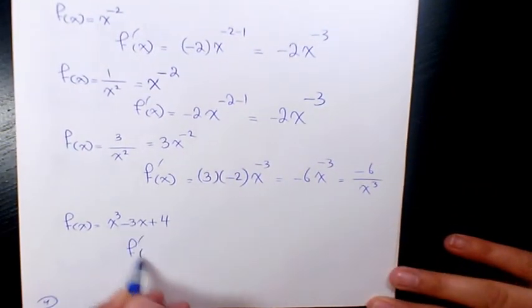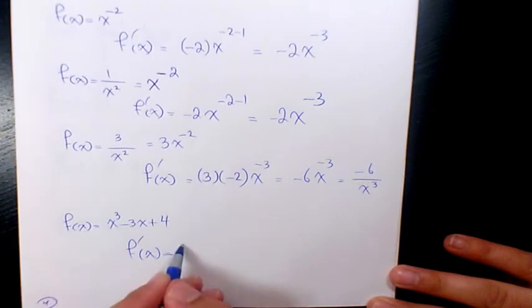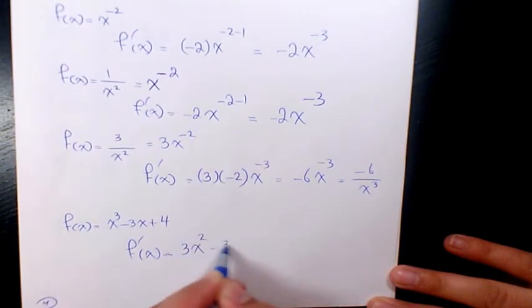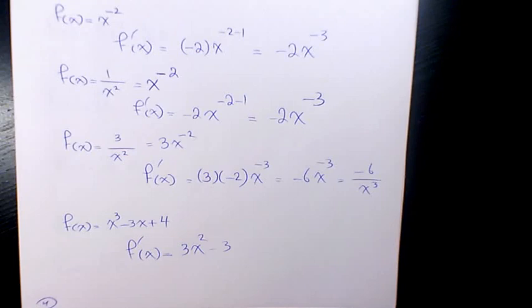And the last one is going to be 3x squared minus 3 plus 0, which is going to be the derivative of this function.